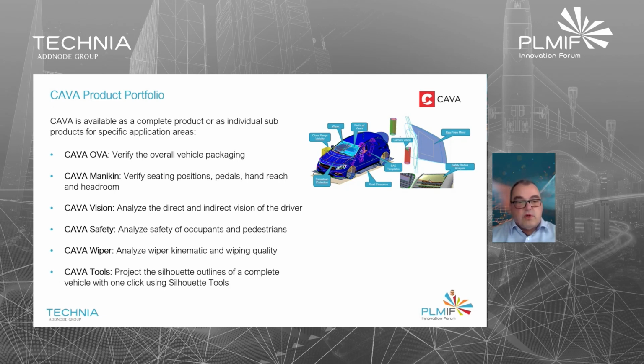So the next module would be the CAVA safety module. This analyzes the safety quality of your vehicle with respect to occupant safety and also pedestrian or road user safety. It includes functions like the safety radius analysis and pedestrian protection impact zones in the front of the vehicle that are required for doing the crash tests.